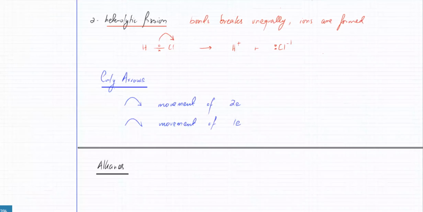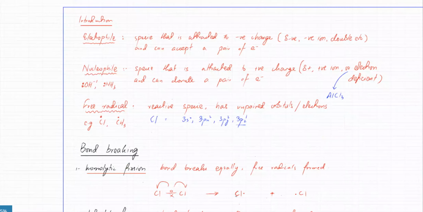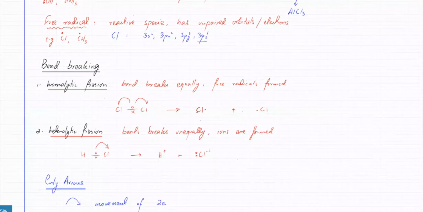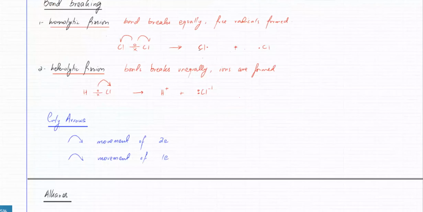Just a brief recap. An electrophile is something that's attracted to negative things, so just remember electrons, it's attracted to electrons. A nucleophile is something that's attracted to the nucleus, which is positive, so something attracted to positive things. A free radical is something whose outer shell is not complete, its electrons are not paired, so it would be very reactive. It would try to bond with things. You've got homolytic fission, heterolytic fission, and then you have these curly arrows.